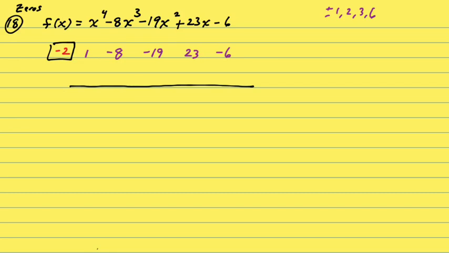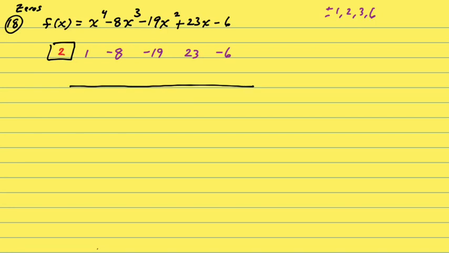Bring the 1 down, multiply is negative 2. Add is negative 10. Multiply is 20, add is 1. Multiply looks to be negative 2. Add is 21, and multiply is negative 42. So this one did not work. I guess I was wrong. Let's try a positive 2, unless I made a mistake in my arithmetic.